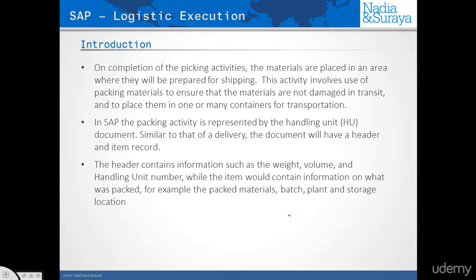The document, this handling unit, will have a header and item records. We'll have a look at that in our demo. On the header, we can have information such as the weight and the volume. We could have a unique handling unit number for that. We can also, on the item level, have the packed materials, the batch, the plant where it was from, and so forth.